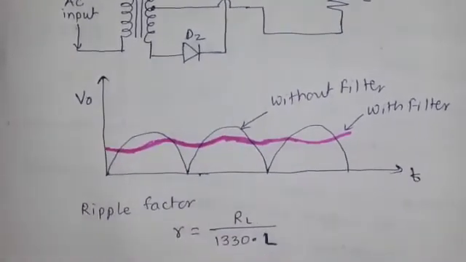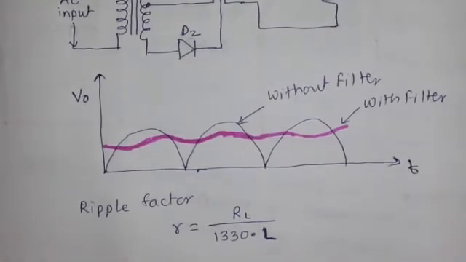Here the value of the ripple factor is given by R equal to RL divided by 1330 into L, where L is the inductor value and RL is nothing but the load resistance. Now, if you look at this, the ripple factor depends on the load resistance. If the load resistance is higher, the ripple content increases. If RL is smaller, the ripple content is smaller. This means that to get the minimum ripple content, we have to minimize the value of the load resistance.